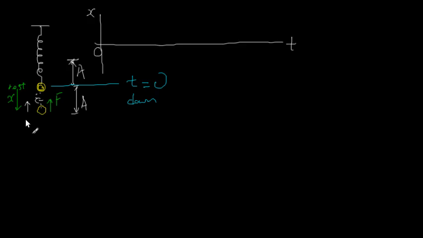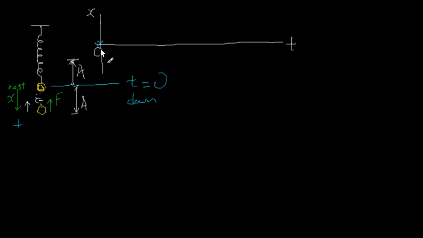On its way down, meaning the positive direction. I'm taking the downward direction as positive. So at t equal to 0, my x is at 0. Then it continues downwards, meaning that x gets more and more positive. So the x increases until it reaches A.